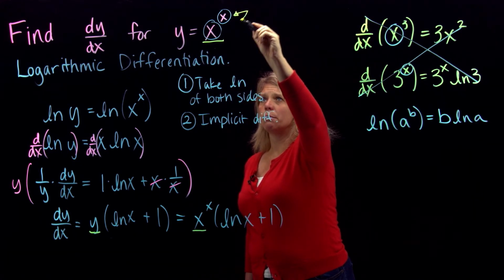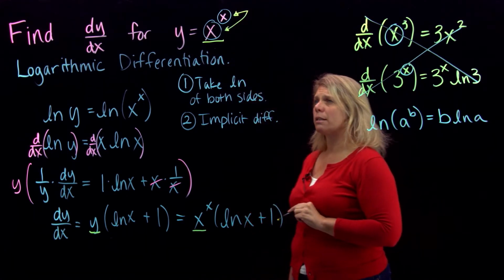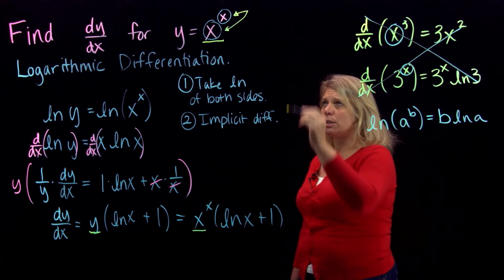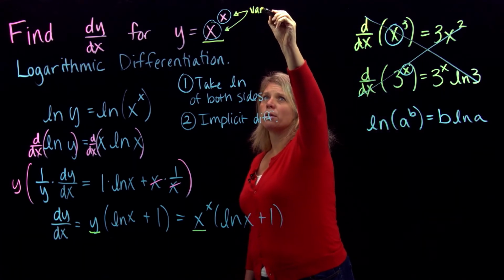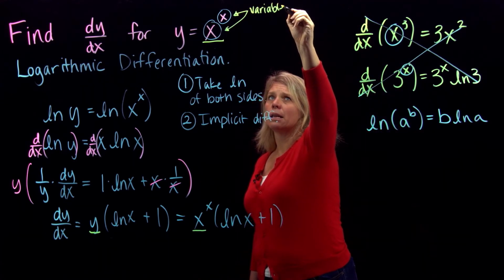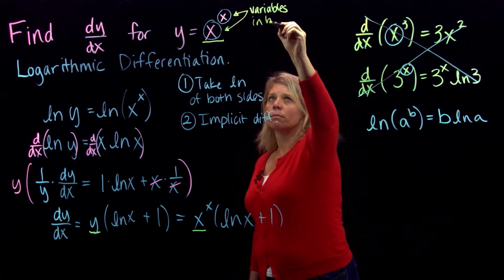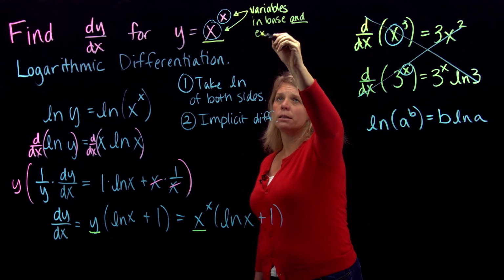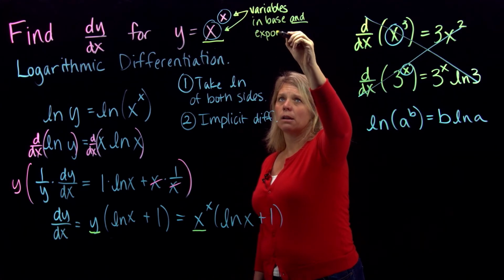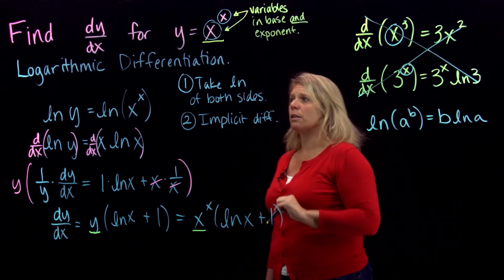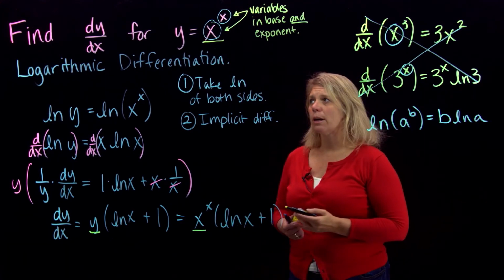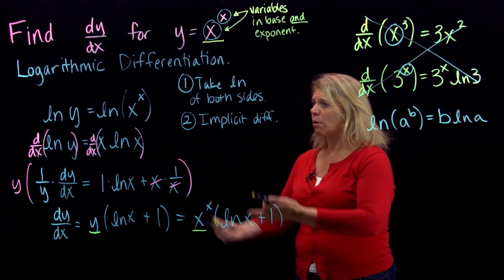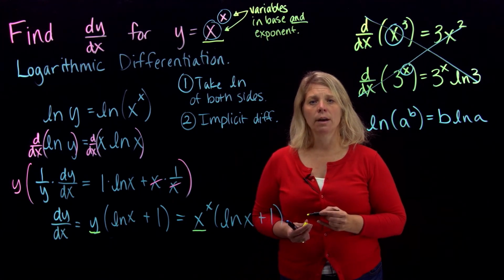What I noticed at the beginning of the problem that told me logarithmic differentiation was a good strategy was that I had variables in both the base and the exponent. So I needed some other strategy for that. Logarithmic differentiation is a good strategy to use. All right, we'll look at one more example like that. Kind of the same process, but just another example of the same idea.